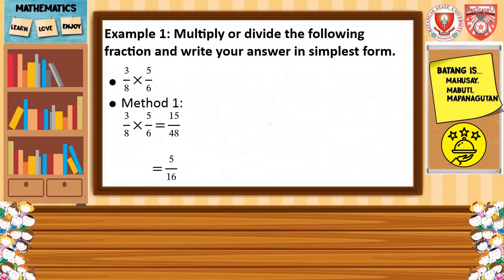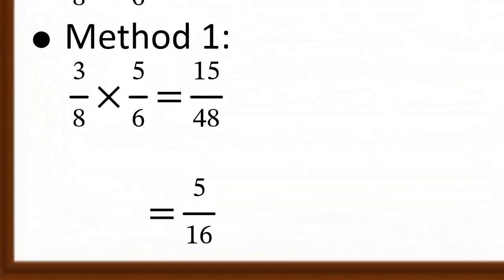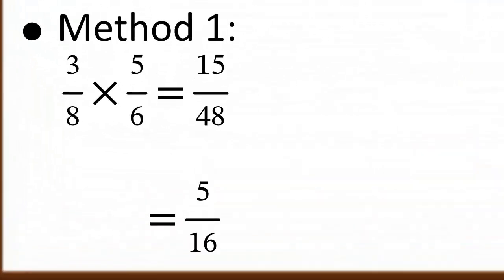Example number 1. Multiply or divide the following fractions and write your answer in simplest form. 3 over 8 times 5 over 6. We have two methods. First, just multiply the numerator by the numerator and the denominator by the denominator. The second method, we're going to use cancellation. So we're going to cancel the common factor. So, first method, we have 3 over 8 times 5 over 6.